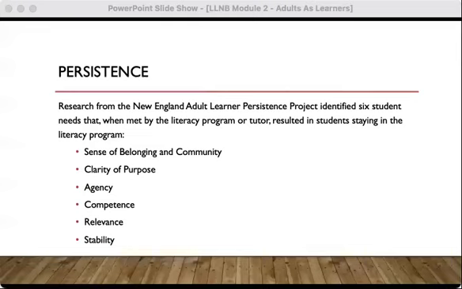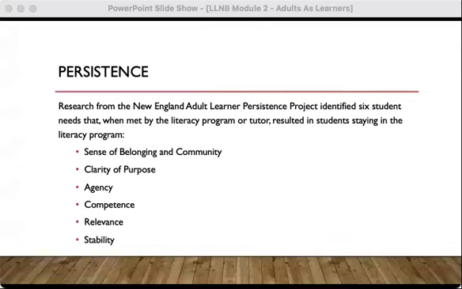Clarity of purpose. This is connected to the goals and progress supports we just talked about. When learners are clear about their own purposes for learning, the tutor's expectations and the progress they are making, they can make informed decisions about their learning. Agency. This means that learners want to exert control over their learning. They want to make decisions for themselves.